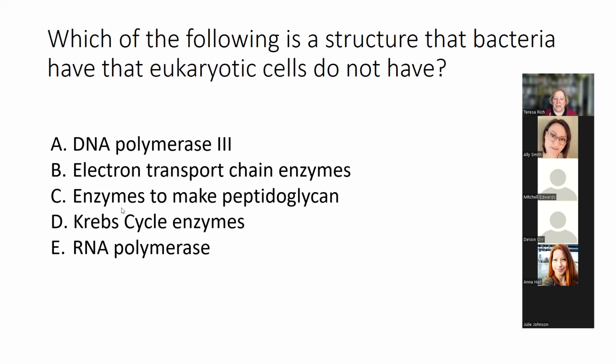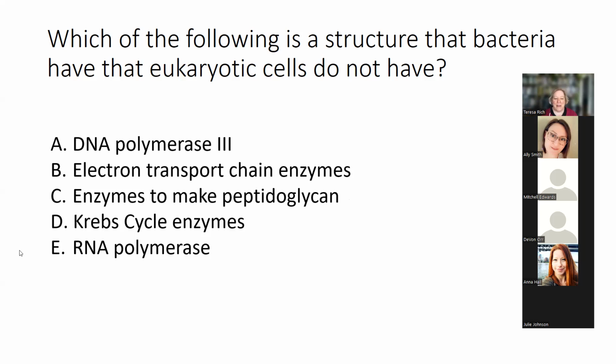So we have a three-way tie with enzymes that make peptidoglycan, Krebs cycle enzymes, and RNA polymerase. And to my mind, the best answer is the enzymes to make peptidoglycan, okay? Because eukaryotic cells never have peptidoglycan. We just don't have the enzymes to make it. We only see peptidoglycan in bacteria. Okay? So that would be the correct answer.